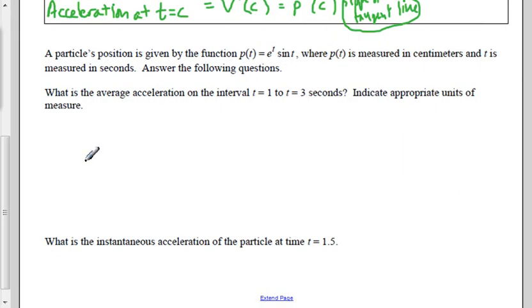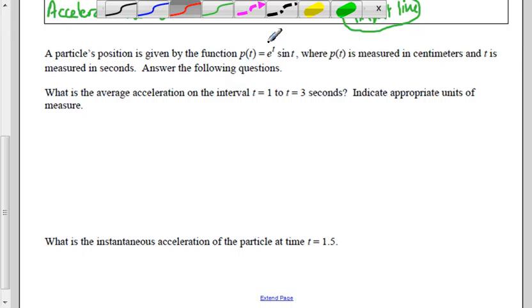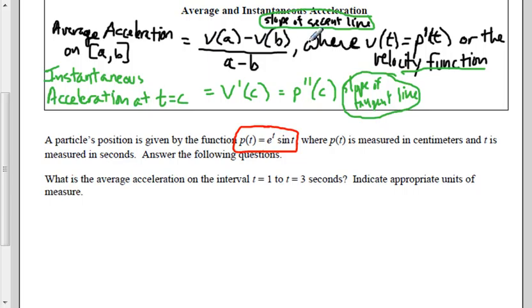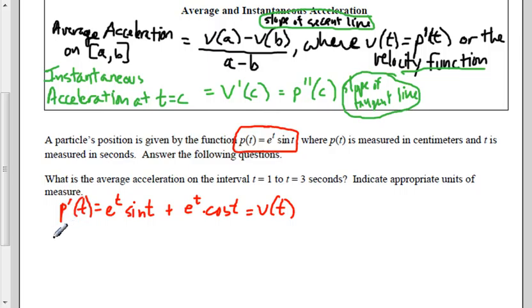All right, so let's do this example, which is building off of the same position function that we did last time. P of t equals e to the t times sine of t. And again, p of t is measured in centimeters and t is measured in seconds. What is the average acceleration? Average acceleration is the slope of the secant line of the velocity function. This is the position function, so I have to use the derivative. We found the derivative last time to be e to the t sine t plus e to the t cosine t. And again, the velocity function equals the derivative of the position function.